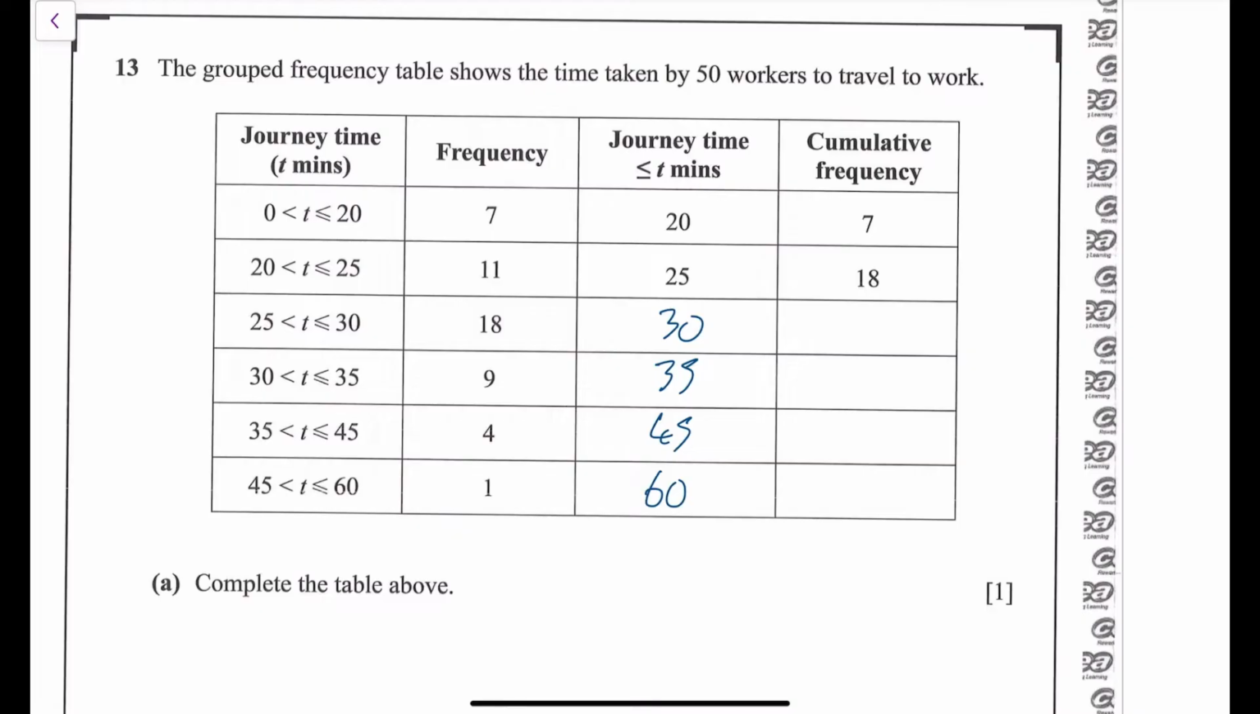Cumulative frequency is a running total. So 7 plus 11 gives you 18, plus 18 gives you 36, plus 9 gives you 45, plus 4 gives you 49, plus 1 gives you 50. Just check. Do your sigma f, total it up, and you should get 50. So if this and this match up, it looks like you're on the right track. Okay, so we've got our table completed.